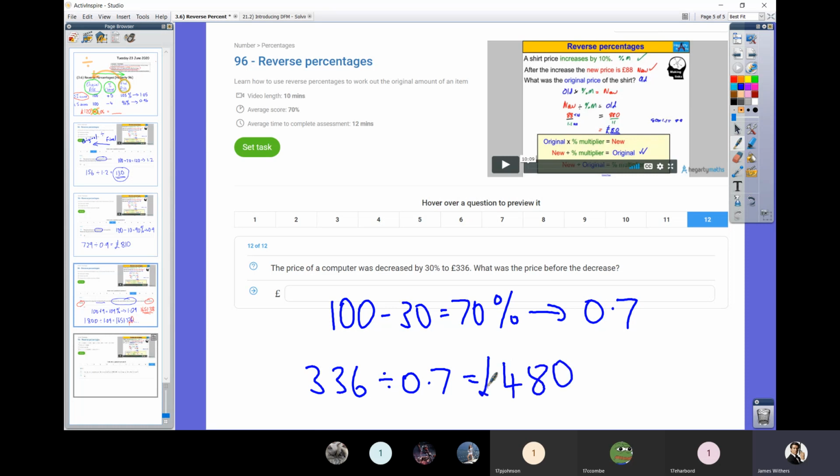Does it make sense that that's a bigger number than we started with? Yes, it does, because the price of a computer was decreased, and after the decrease, it became 336. So the starting price must have been a bigger number. So when you took some money off it, you got 336. So hopefully that all makes sense, guys.